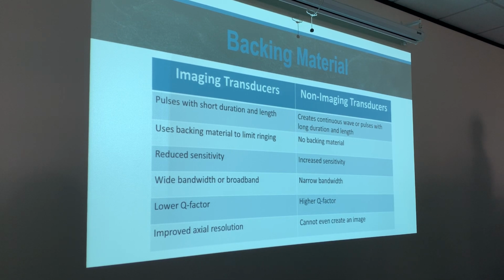Quality factor is inversely related to the bandwidth. The quality factor is directly related to the pulse length. Again, guys, quality factor is inversely related to the bandwidth. Quality factor is directly related to the pulse length.